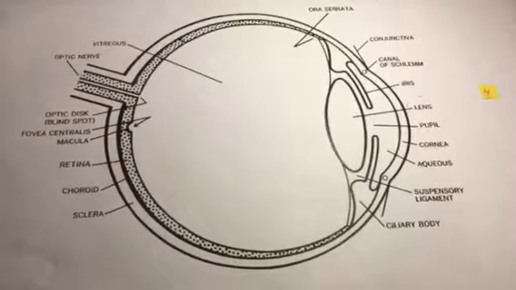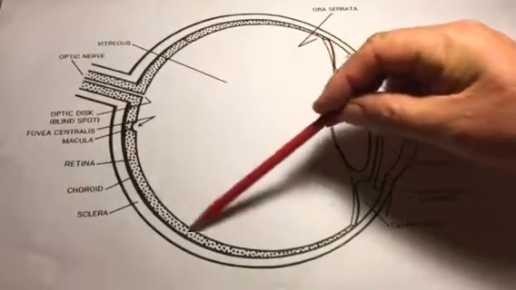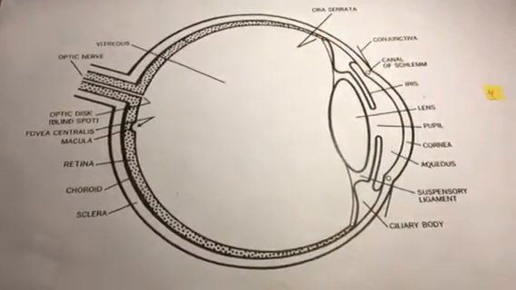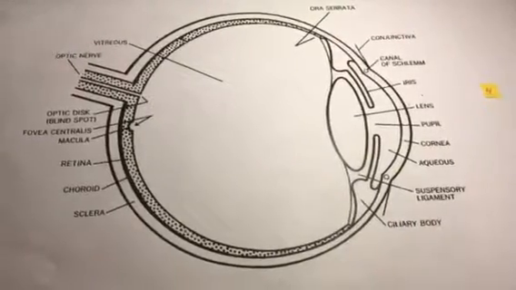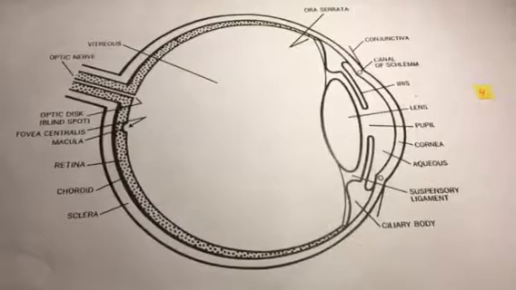The retina. The retina is a light-sensitive tissue lining the back of the eye. The retina converts light into electrical impulses that are sent to the brain through the optic nerve.